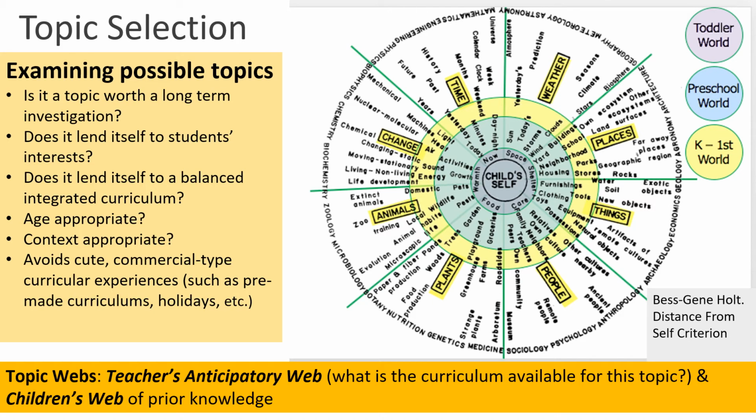When you look on page 16 of the Green Young Investigators book, you can see this diagram that's shown here on the slide. This diagram is called the distance from self diagram. And this was Bess Jean Holt's conception of the child being at the center of their world, right? A young child is very egocentric, very focused on their immediate now, their immediate space and time, their immediate world. So there are concentric circles there that you can see around the child.